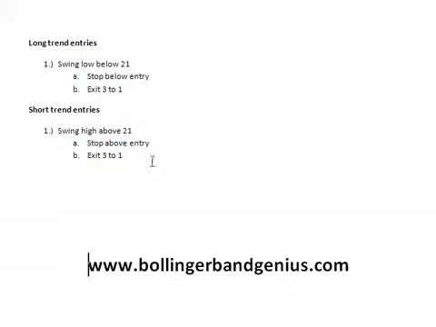Our short trend entries are just the opposite. Swing high above the 21, stop above the entry. I should change that real quick because that's not exactly how I do it. There, easy as pie. So our stop is below the swing for the long entries, and our stop is above the swing for short. Okay, everything else remains the same. So let's take a look at what I'm talking about.